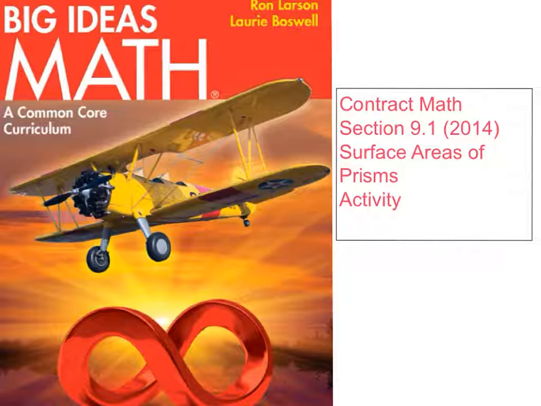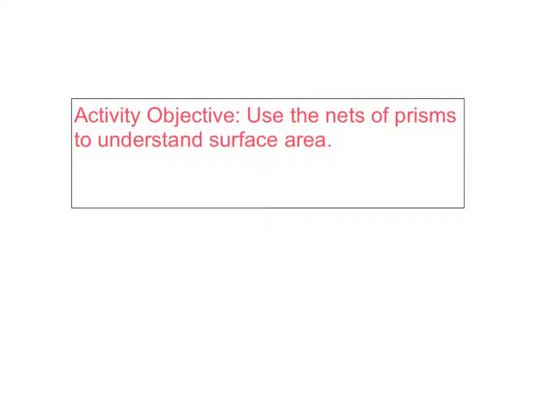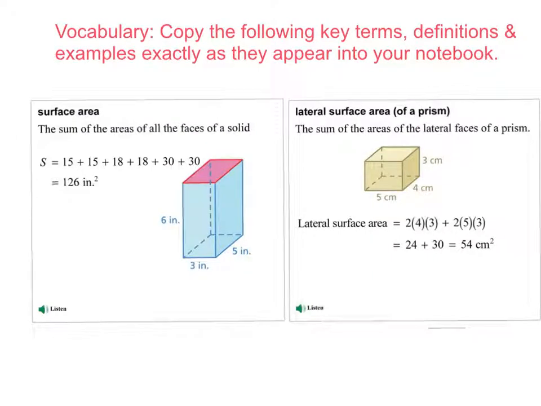Pause while you write Section 9.1's activity in your math notebook. Pause again while you write today's activity objective in your math notebook. Today's objective is use the nets of prisms to understand surface area. Copy the following key terms, definitions, and examples exactly as they appear into your notebook.